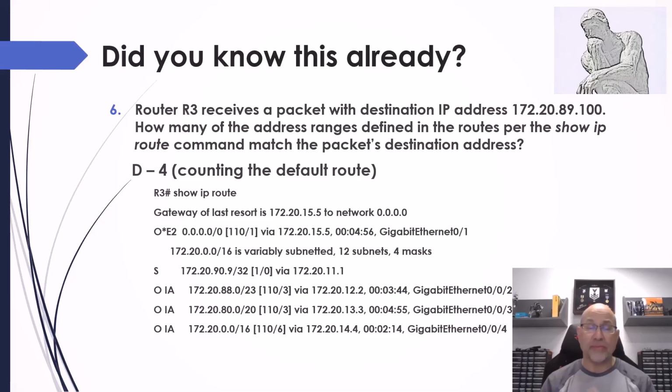That's 3. And then the next route up, 172.20.88.0/23, that's actually 88.0 to 89.255, so that one covers it as well. The next one up does not. So the answer was there are 4 routes that actually match that destination, all with different masks. Now the question would be, which one would you take? It would be the one with the longest prefix length. But that's why looking at routing tables is sometimes a subnetting problem.